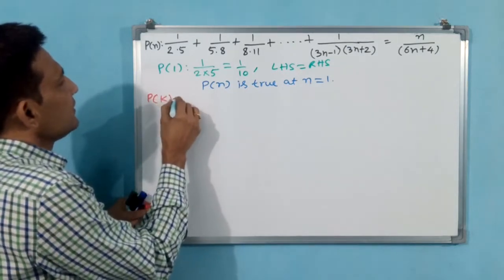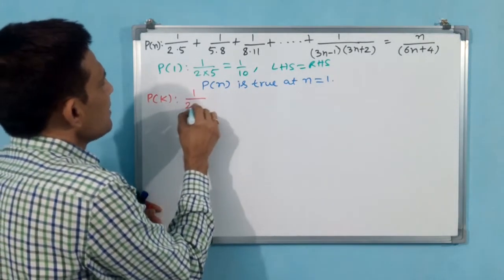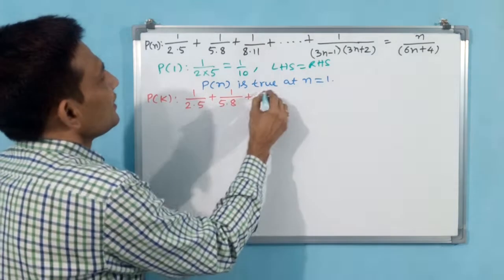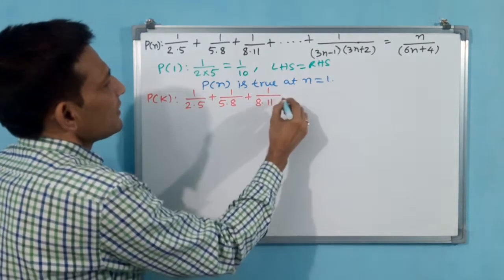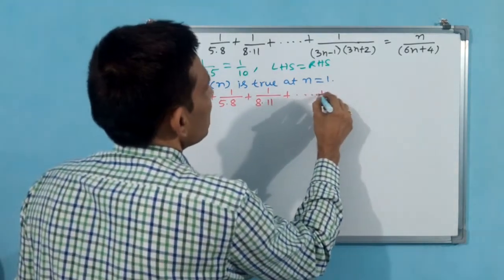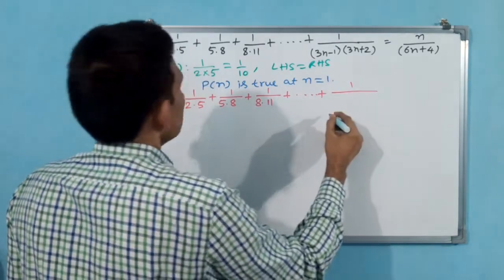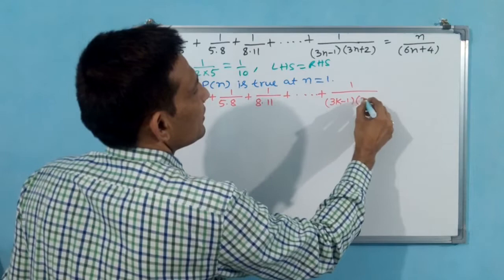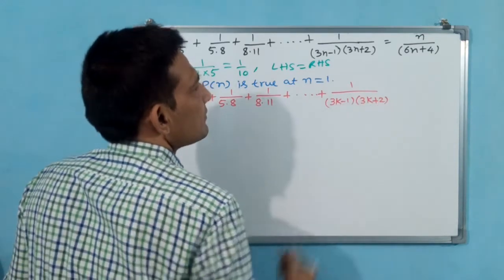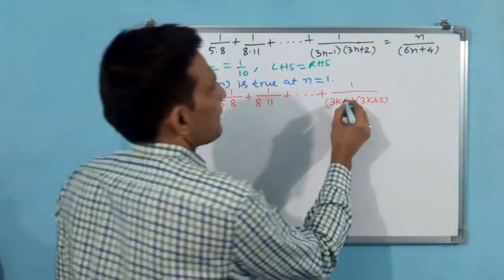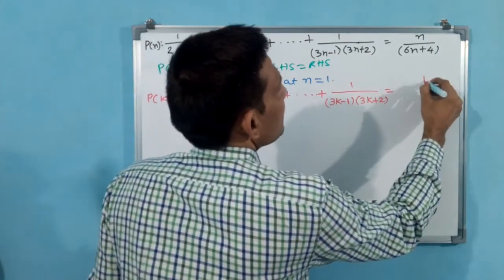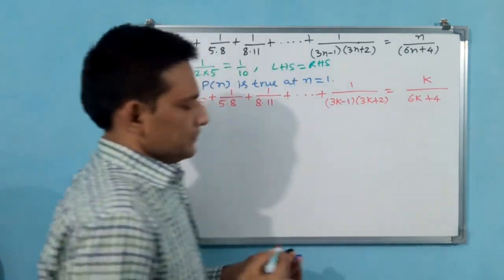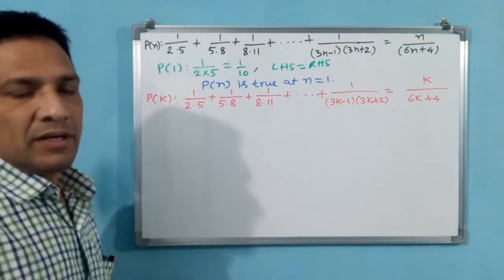P of k: 1 by 2 into 5 plus 1 by 5 into 8 plus 1 by 8 into 11 plus, up to 1 by 3k minus 1 into 3k plus 2, is equal to k by 6k plus 4. Okay, this will be your Pk.